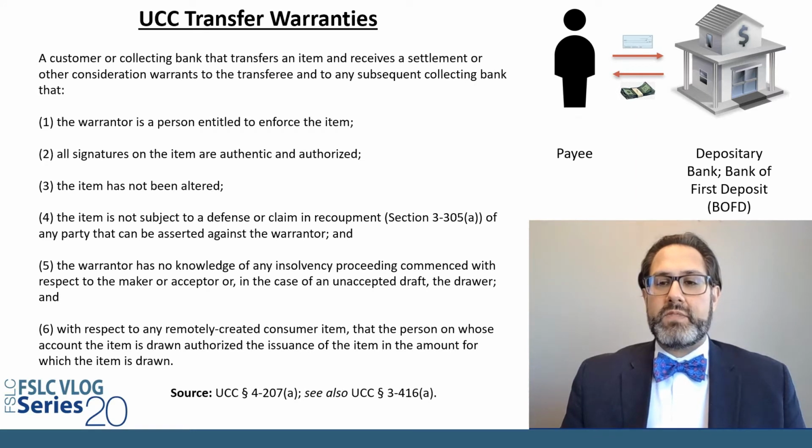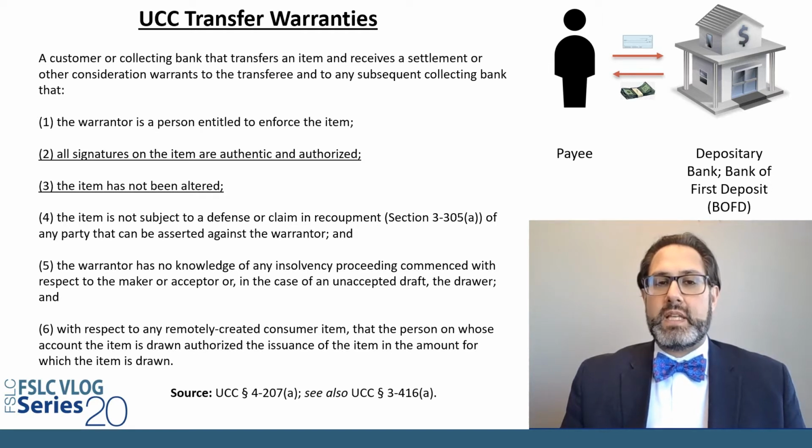The UCC Transfer Warranties are warranties implied by the UCC whenever a check moves through the process here. There are 6 clauses within the standard UCC Transfer Warranty section. The 2 most important are the 2 that have been underlined here. Clause 2 is a warranty that all of the signatures on the check are authentic and authorized, and Clause 3 is a warranty that the check has not been altered.